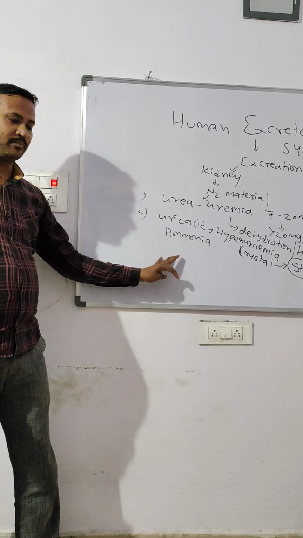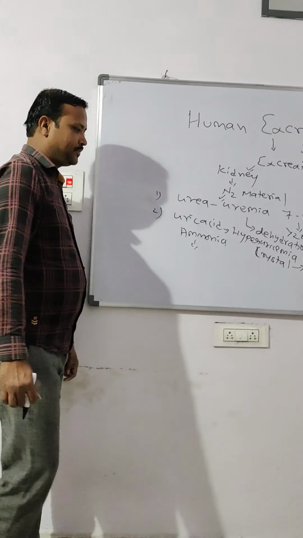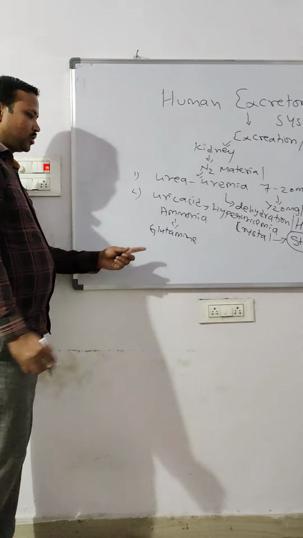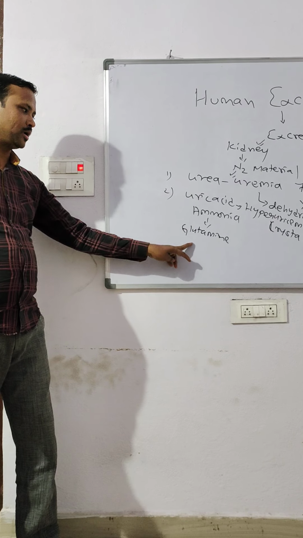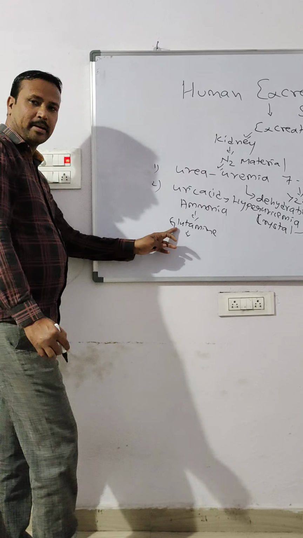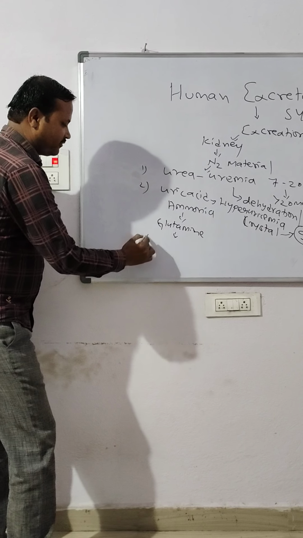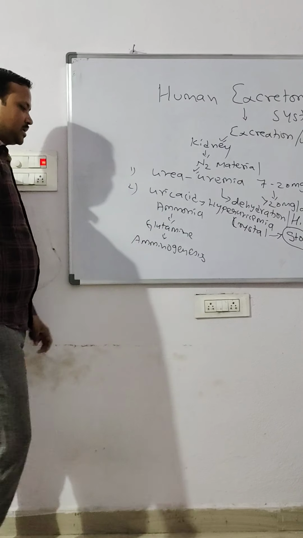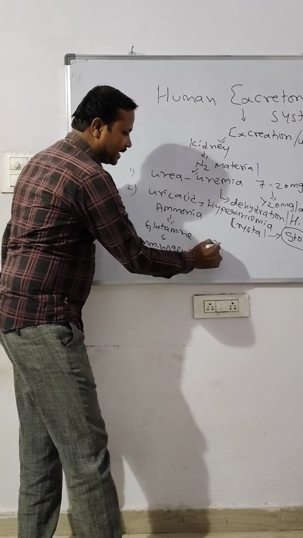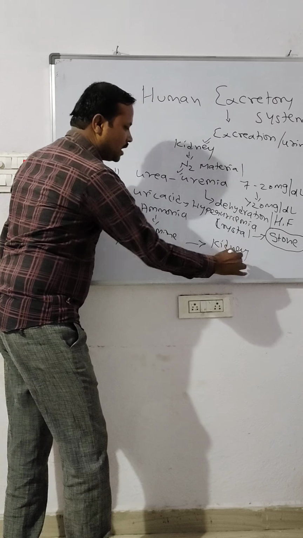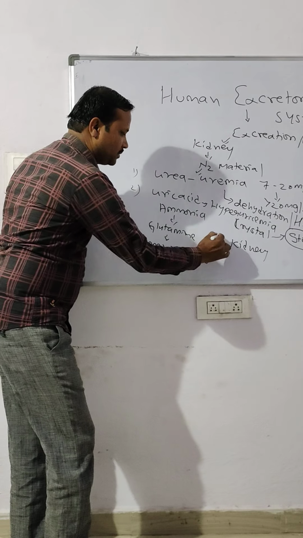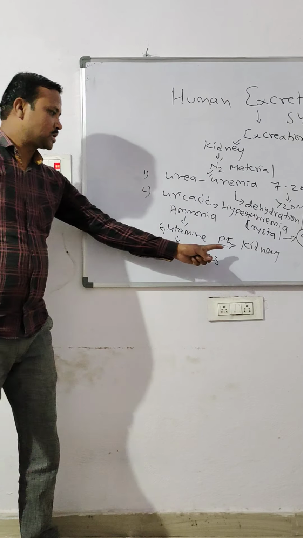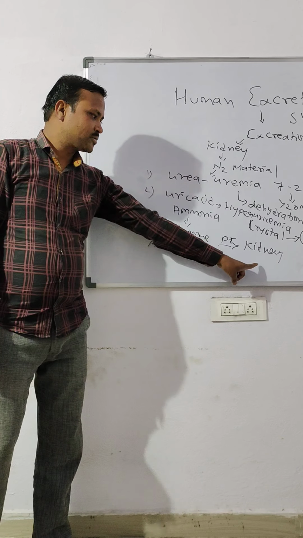The next one is ammonia. This ammonia is obtained from glutamine. How is it obtained? It is formed from the metabolism of glutamine. During the metabolism of glutamine, ammonia is formed in the process of ammoniagenesis. And this ammonia is transported through the proximal tubules into the kidney.